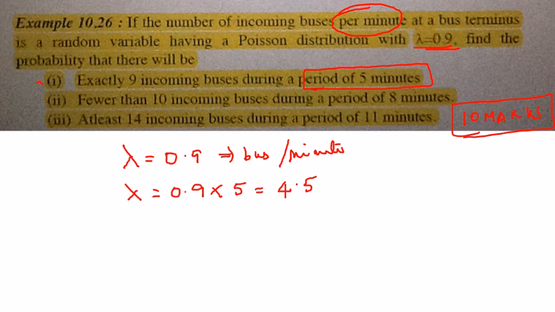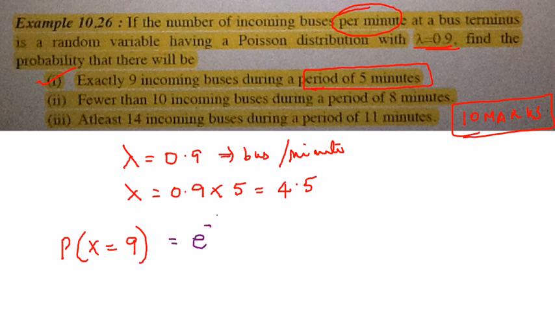Okay, so now that we know the lambda, which is nothing but the number of buses coming in every 5 minutes, we can try to solve the first part here, where they are asking what is the probability that exactly 9 incoming buses come in during a period of 5 minutes. So what will be the probability when x is equal to 9?